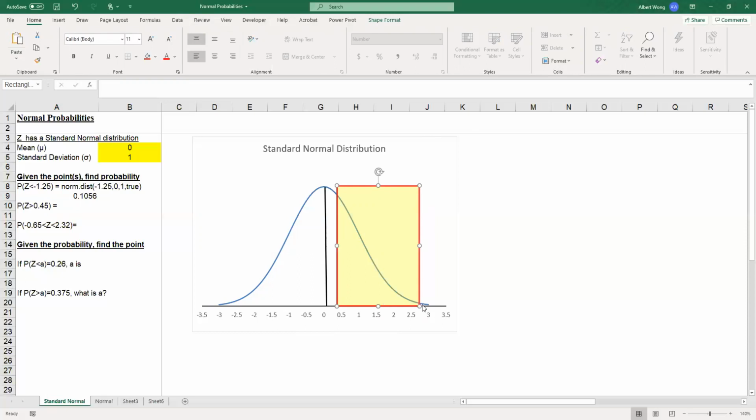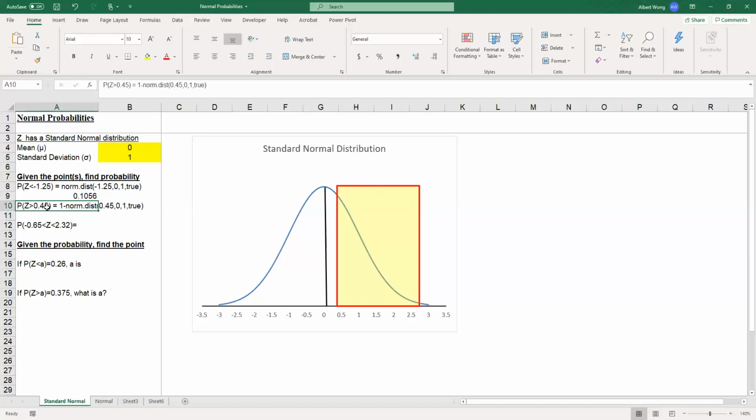Now, in order for us to do that, we cannot use this function directly. Instead, what we have to do is calculate the area below, which is given by this function, and then 1 minus. So for bigger than, we do 1 minus norm.dist against the point that we want to find, which is 0.45, comma, the mean is 0, the standard deviation is equal to 1, and TRUE, or 2. That's how we enter this function to find the value that we're looking for. Again, we can just copy this and calculate this value, and it's actually pretty straightforward.